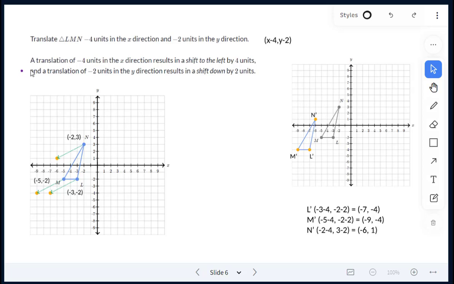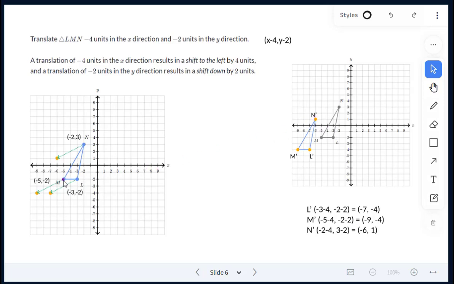All right, so here are our original points: negative 2, 3 for N, negative 5, negative 2 for M, and negative 3, negative 2 for L. So we're going to shift our points 4 to the left, so 1, 2, 3, 4, and then 2 down, 1, 2. So our new point is here at negative 6, 1, okay, which we can see here for point N, and we've drawn it here as well. Okay, and we would do that for all the points.